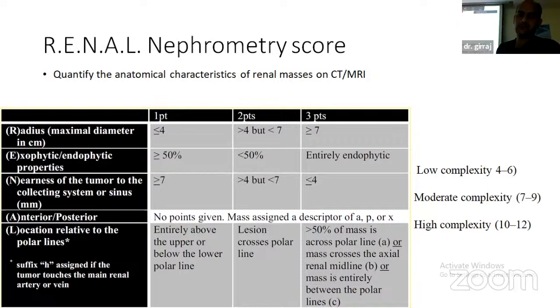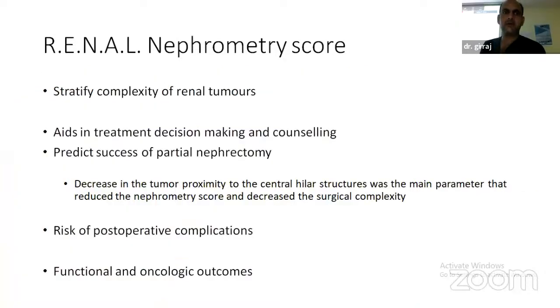When more than 50% of the tumor is above the upper or below the lower polar line. When less than 50% of the tumor is above the polar line or below the polar line, and tumor entirely within the polar lines. The renal nephrometry score quantifies the complexity of the tumor.